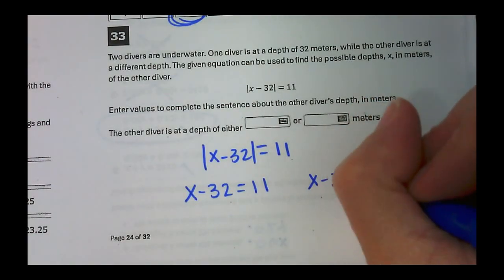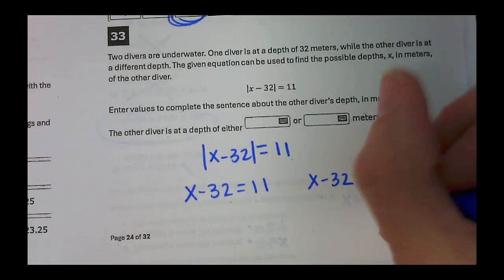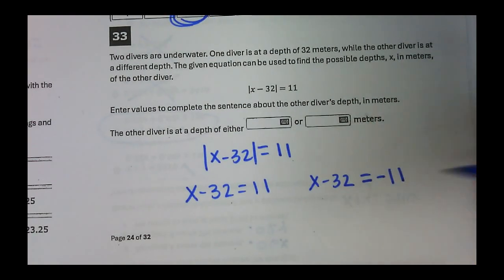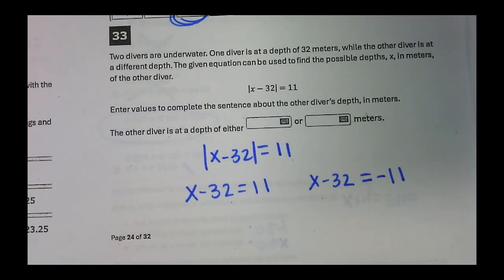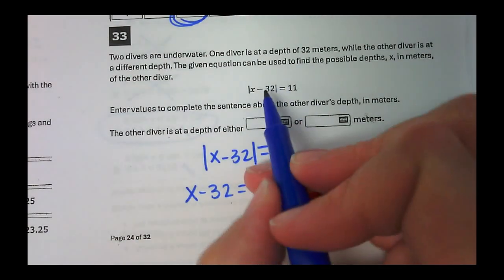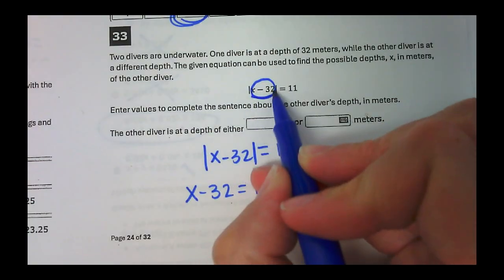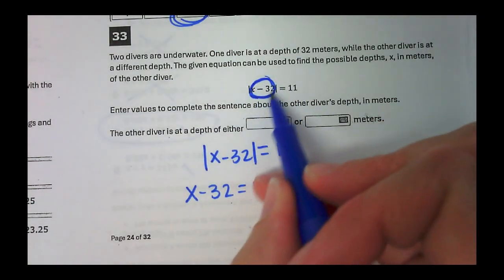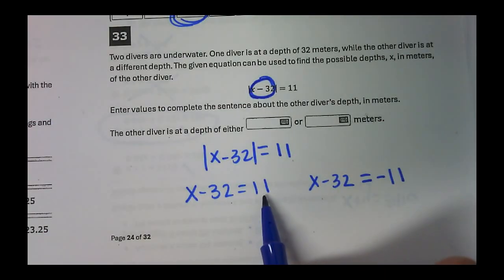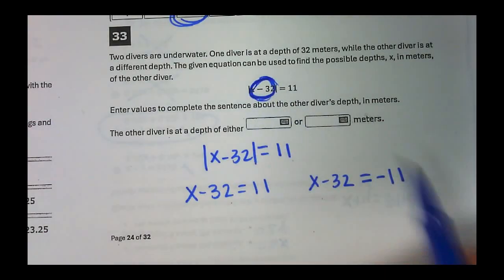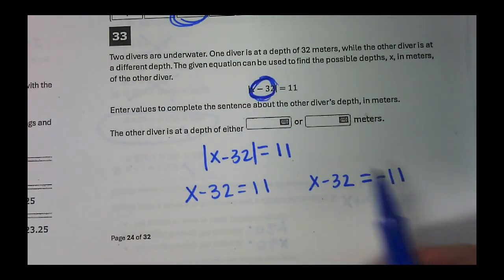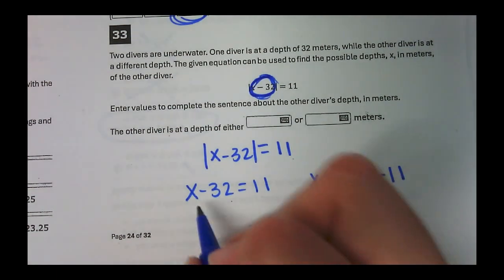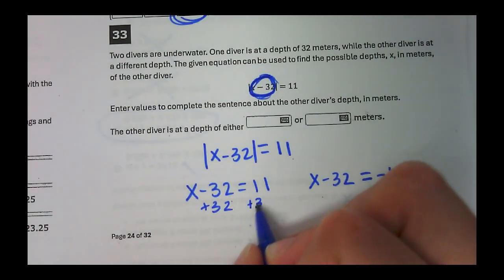Your second equation, you remove the bars, put your equal sign, and now you change the sign of whatever's on the other side. Because this is saying whatever is inside this is going to give you an absolute value of 11. This value could either be positive 11 or this value could be negative 11 because those absolute values both equal 11. We solve these equations with the same steps.